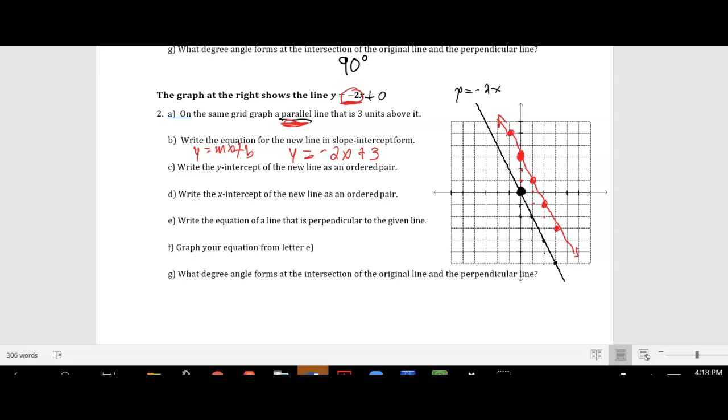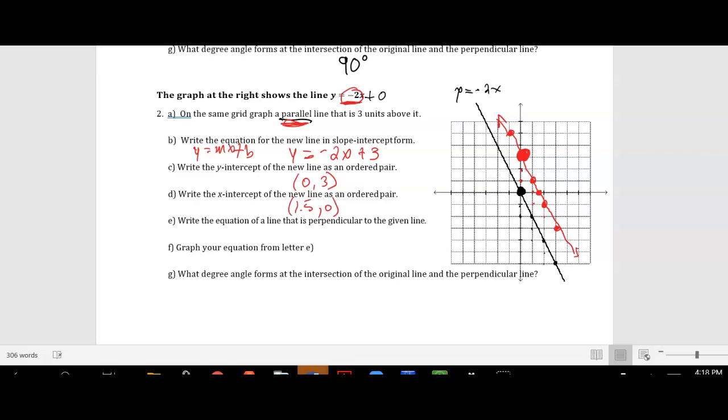C, write the y-intercept of the new line as an ordered pair. So here is our y-intercept. As an ordered pair, that's going to be (0, 3), just like our previous problem. Letter D, write the x-intercept of the new line as an ordered pair. So that is going to be right here. If we were just eyeballing it, this crosses halfway, and that's what we're going to go with. It actually is halfway. So that would be (1.5, 0).